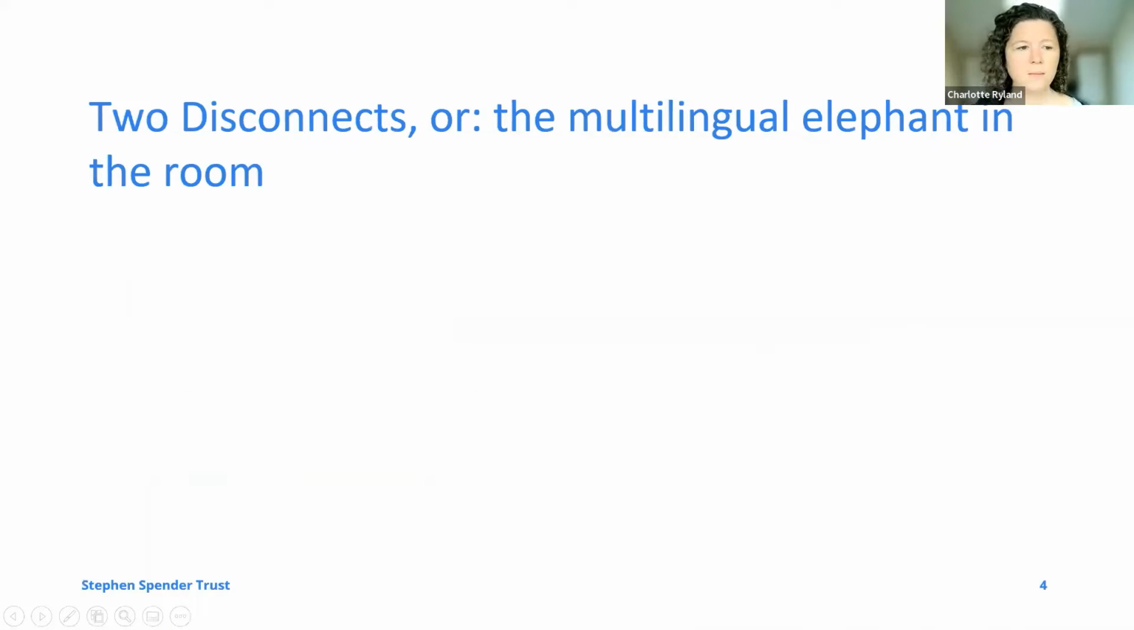But I'm starting today with what I'm calling two disconnects, or the multilingual elephant in the room. I've been thinking a lot about elephants recently, and I'll be talking about them a bit today. This is about, as I say, the background and rationale of why we use creative translation in the classroom. And the first disconnect is around MFL and EAL. Apologies for the acronyms. This is Modern Foreign Languages and English as an Additional Language.